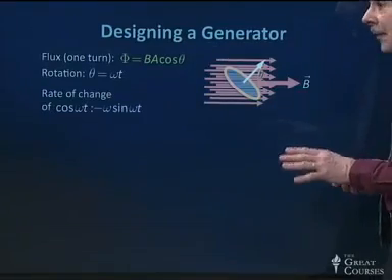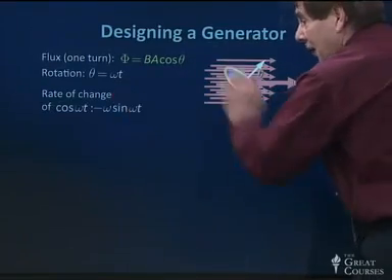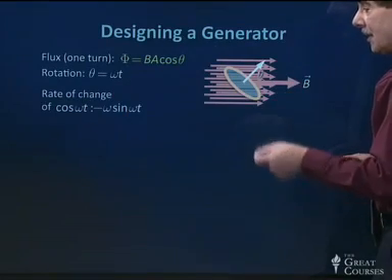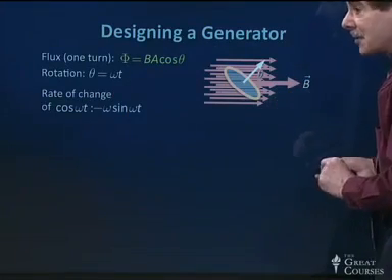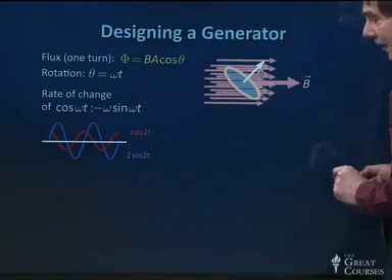And I'm not going to prove it. You could prove it using calculus. But the rate of change of cosine omega t is, in fact, minus omega times the sine of omega t. And let me try to motivate that.